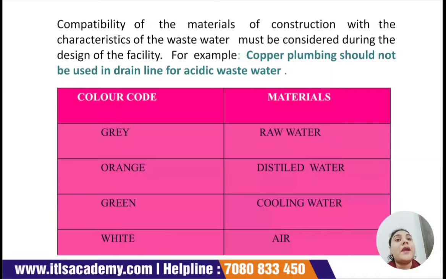So whenever plumbing is done in any industry, it is very important to check which type of construction material is being used. Okay, so copper plumbing should be avoided whenever you are draining acid wastewater. Wherever you are using acid wastewater in the drain line, it is very important not to use copper plumbing.